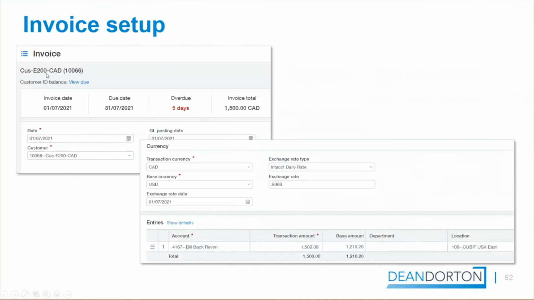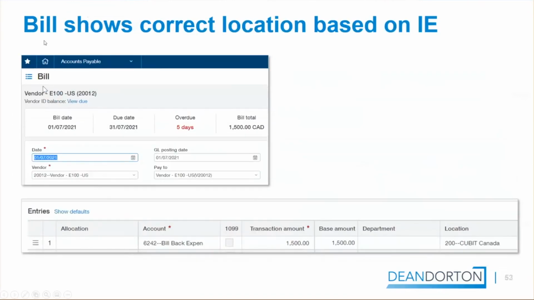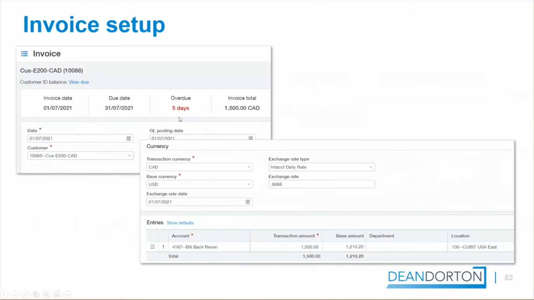This is the entity 200 that we're showing, Canadian dollars, exchange rates. Bill back revenue is the account that we've hit here. And then the AP bill shows the correct location based on the intercompany. So it's picking up the bill back expense. It's picking up the vendor here, the pay to vendor, but it's showing the 200 qubit location because we've got the 200 qubit entity over here for Canadian dollars.